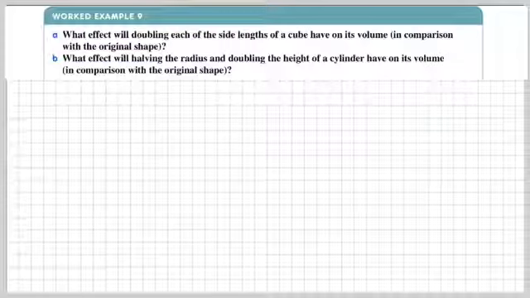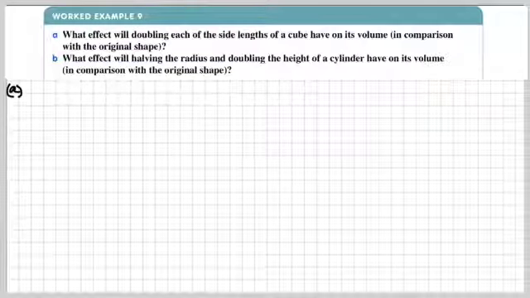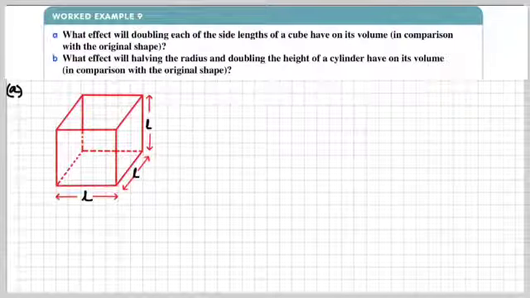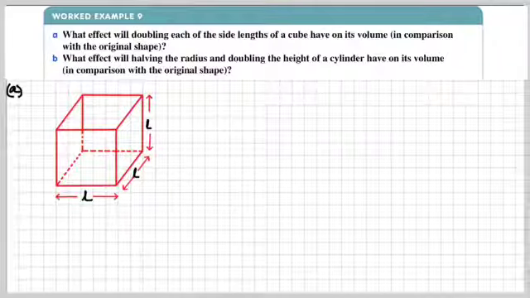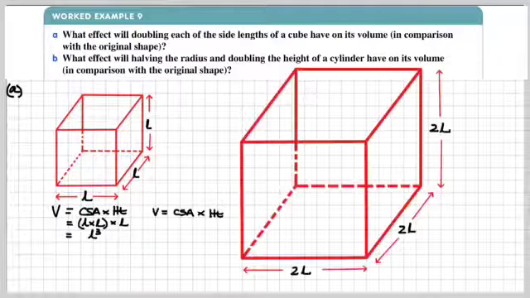Now, what's this one? What effect will doubling each of the side lengths of a cube have on its volume in comparison to the original shape? Oh, we've got to double each side length. All right, look, draw a picture. A picture's worth 1,000 words, guys. So let's do this one, and then we'll do the second one in a minute. There's a cube, and I've called the side lengths L. The length, the width, and the height all L. So what's the volume of it? L times L times L. So there it goes, L cubed.